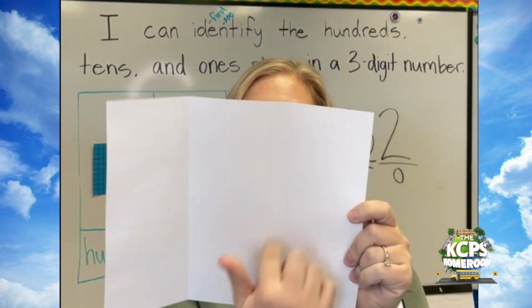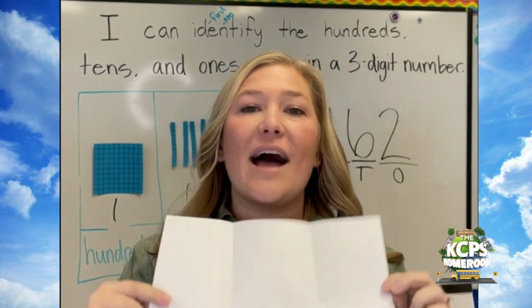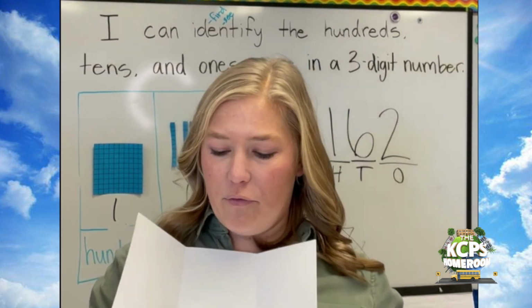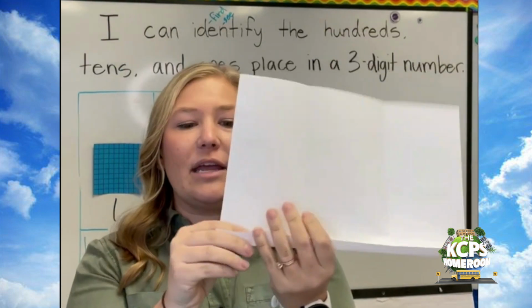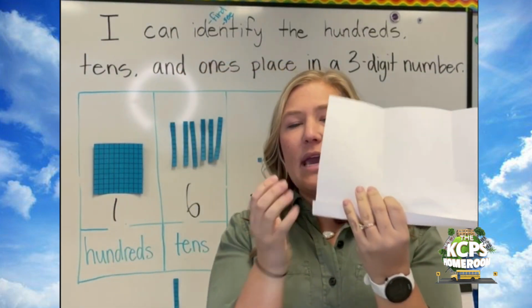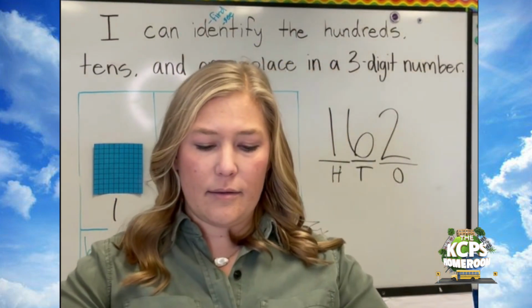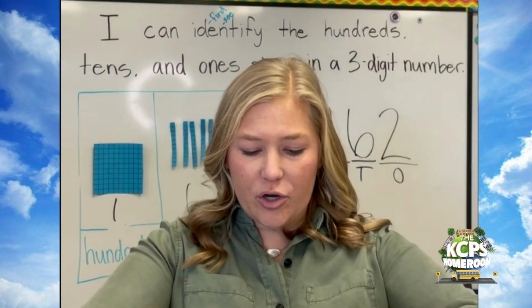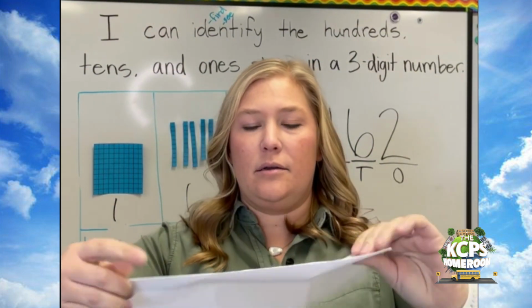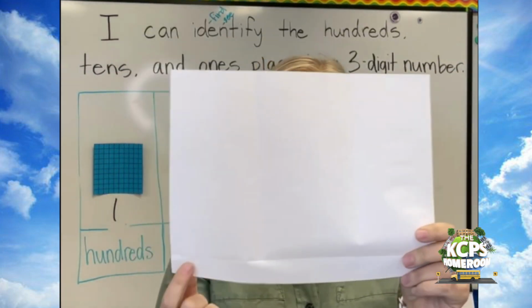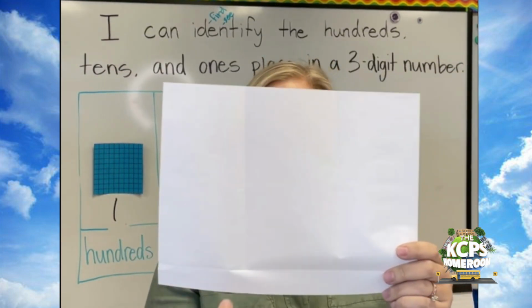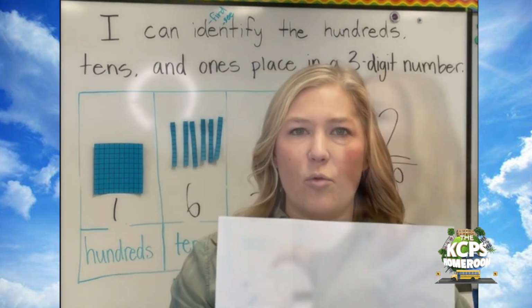I have 3 individual spots. The last thing you're gonna fold is I want you to fold up at the bottom. Let's say maybe 1 inch, maybe think of half your pinky. And you're gonna fold it up and give her a crease and then fold it down. This way you have a really nice spot to write hundreds, tens, and ones.